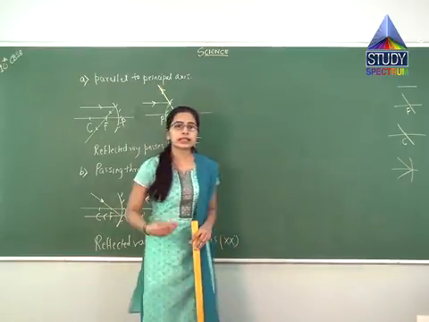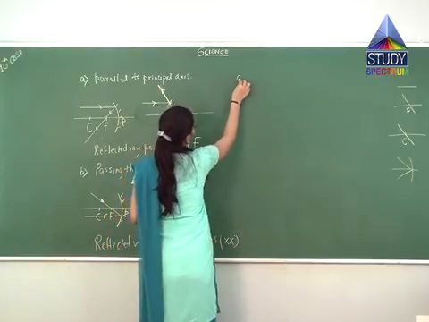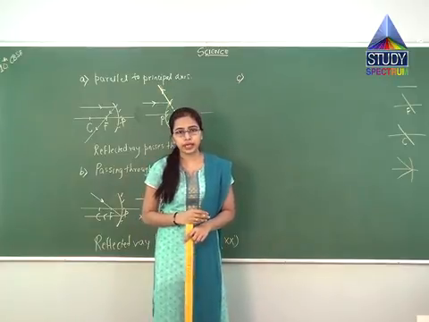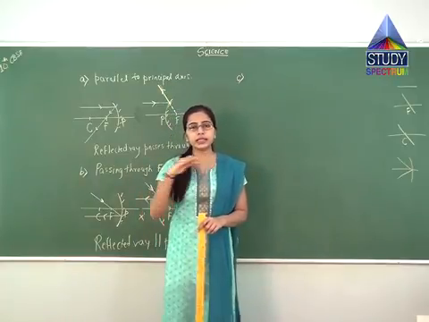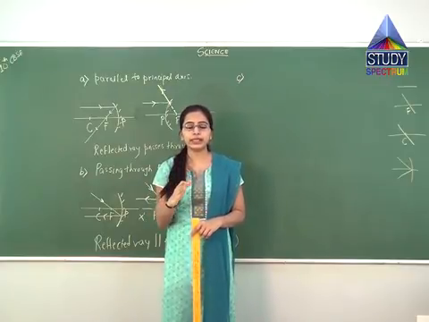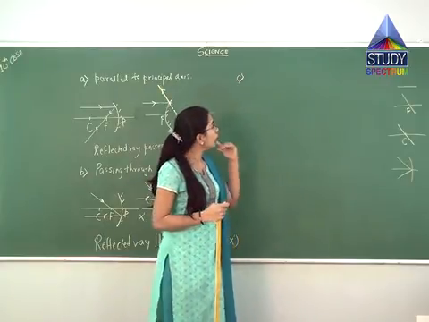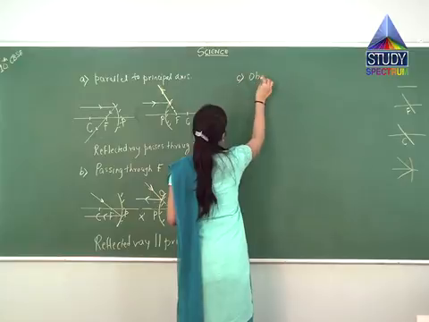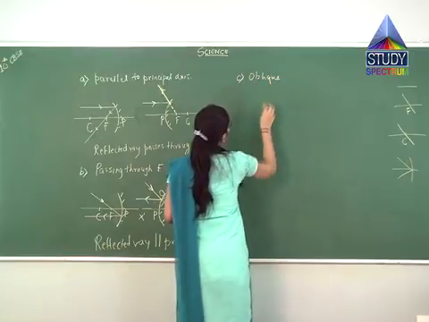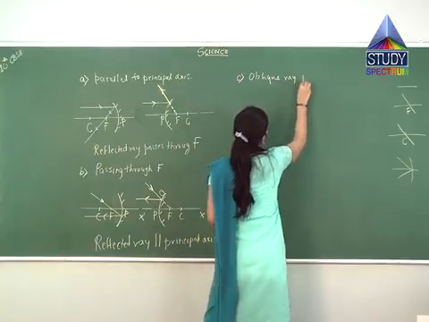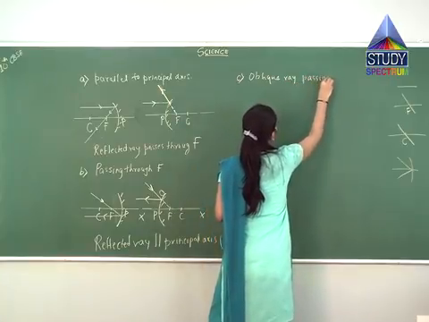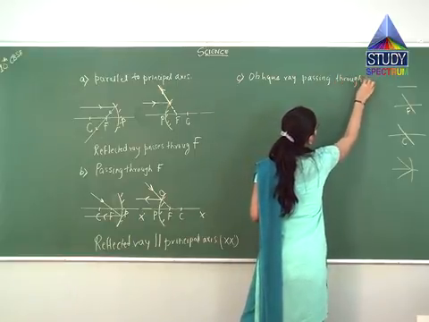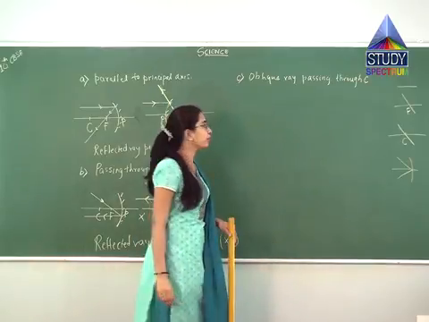Now let us consider the third case. It is the case when the incident ray is incident obliquely, but it is passing through the center of curvature of the mirror. Means an oblique ray passing through C, that is the center of curvature.